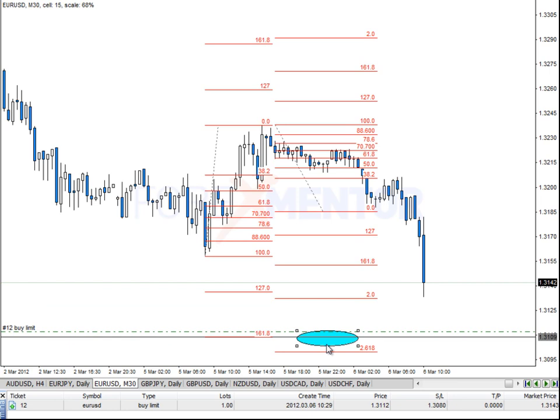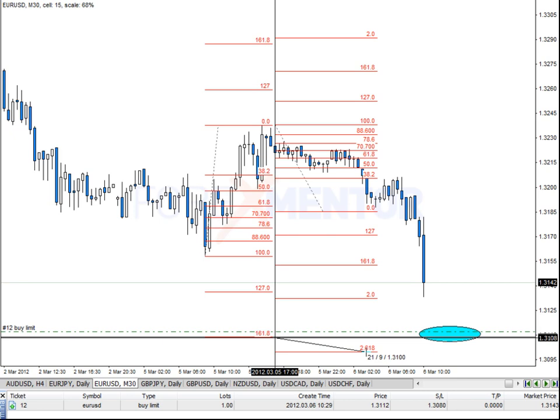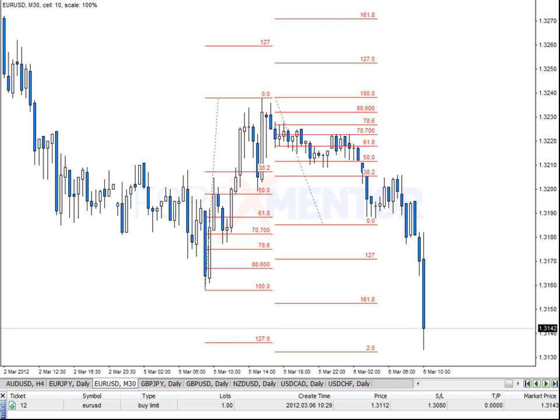Completion point is over here, and if you measure the distance between the 618 and the 2618, it's only about 9 pips. So it's kind of in the extreme range of the confidence. Remember, you've got that key higher time frame area of resistance becoming support. So let's see what happens.